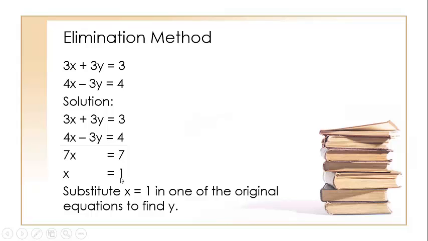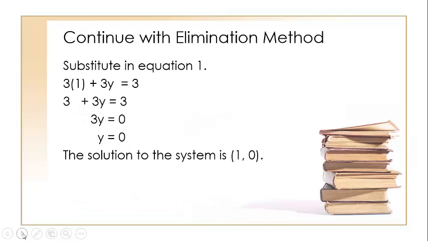Alright, now that we know x is 1, we can substitute in either one of the original equations. It doesn't matter which one. In place of x, we're going to put 1. So let's substitute in equation 1. In place of x, I'm putting 1, so I get 3 + 3y = 3. Then I subtract 3 from both sides, and I get 3y = 0. And then I divide both sides by 3, and I get y = 0.